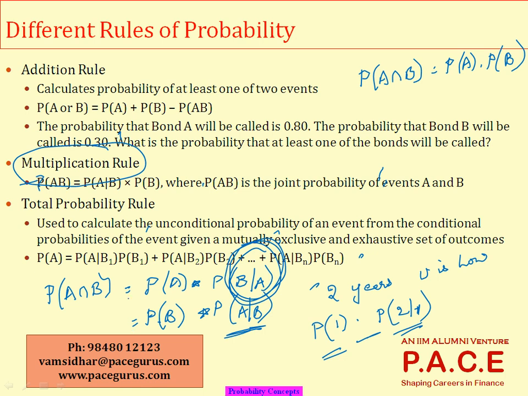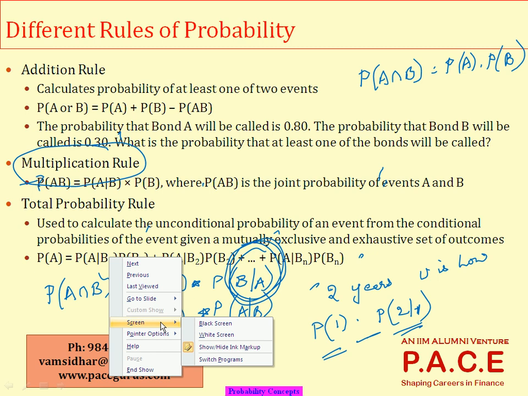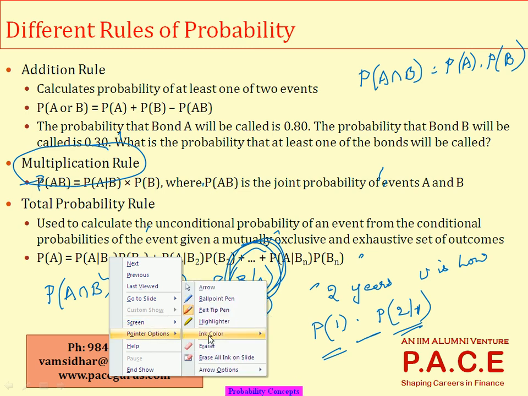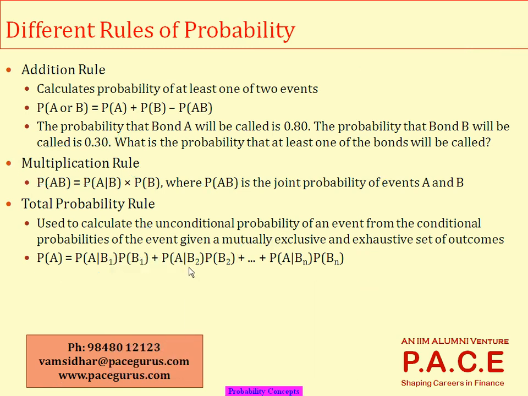So whenever I want to look at two events occurring together, we depend on the multiplication probability rule. Then we also look at an addition rule, which talks about at least one event occurring out of A and B, let both of them occur or at least one. So in the next 2 years, what is the chance that in at least 1 year the unemployment is lower?